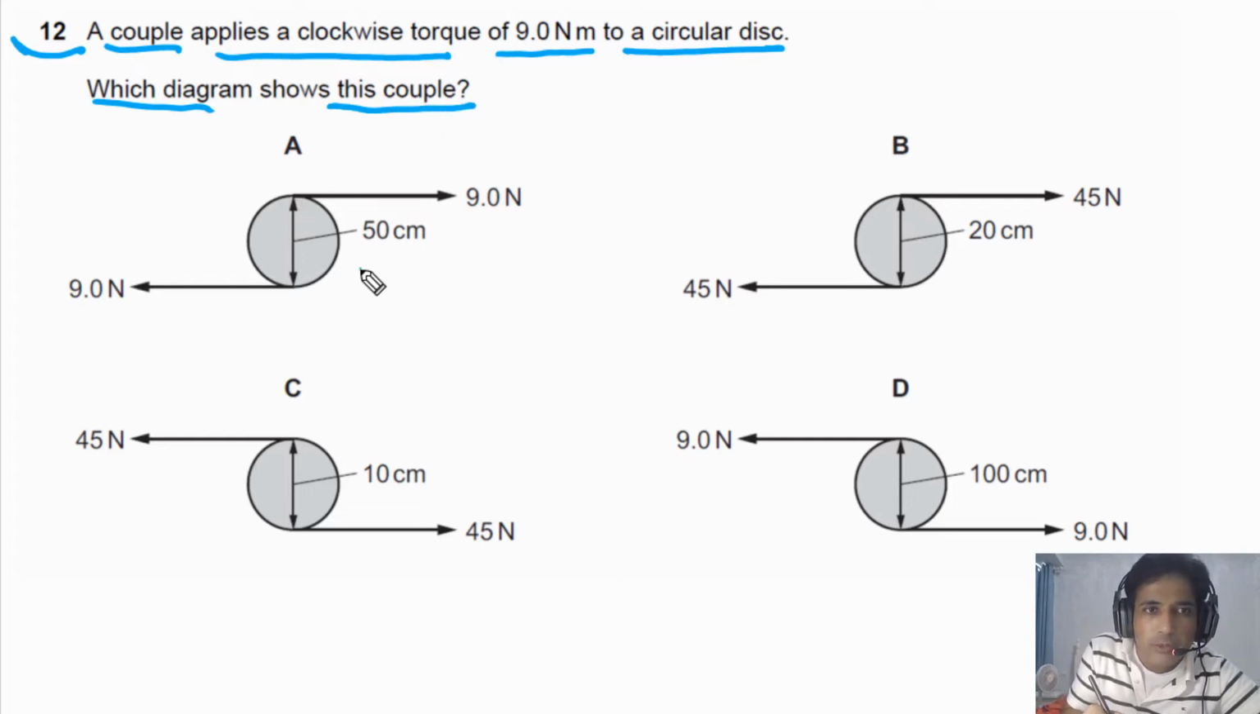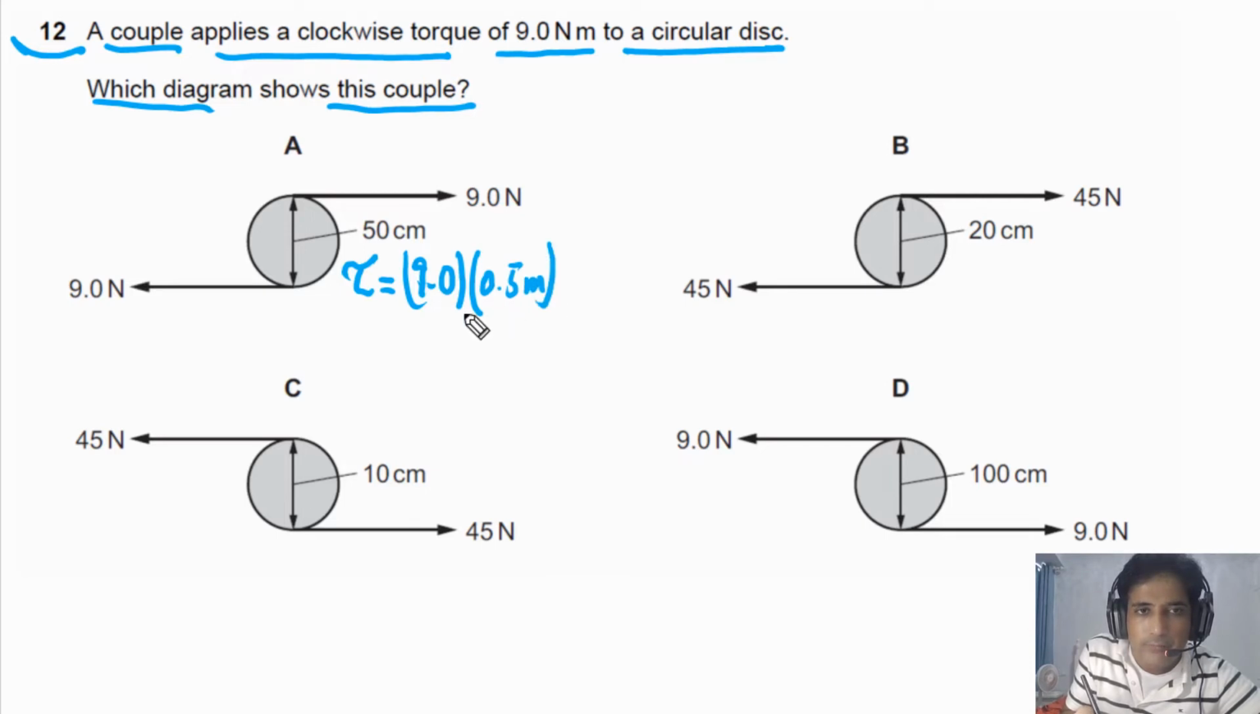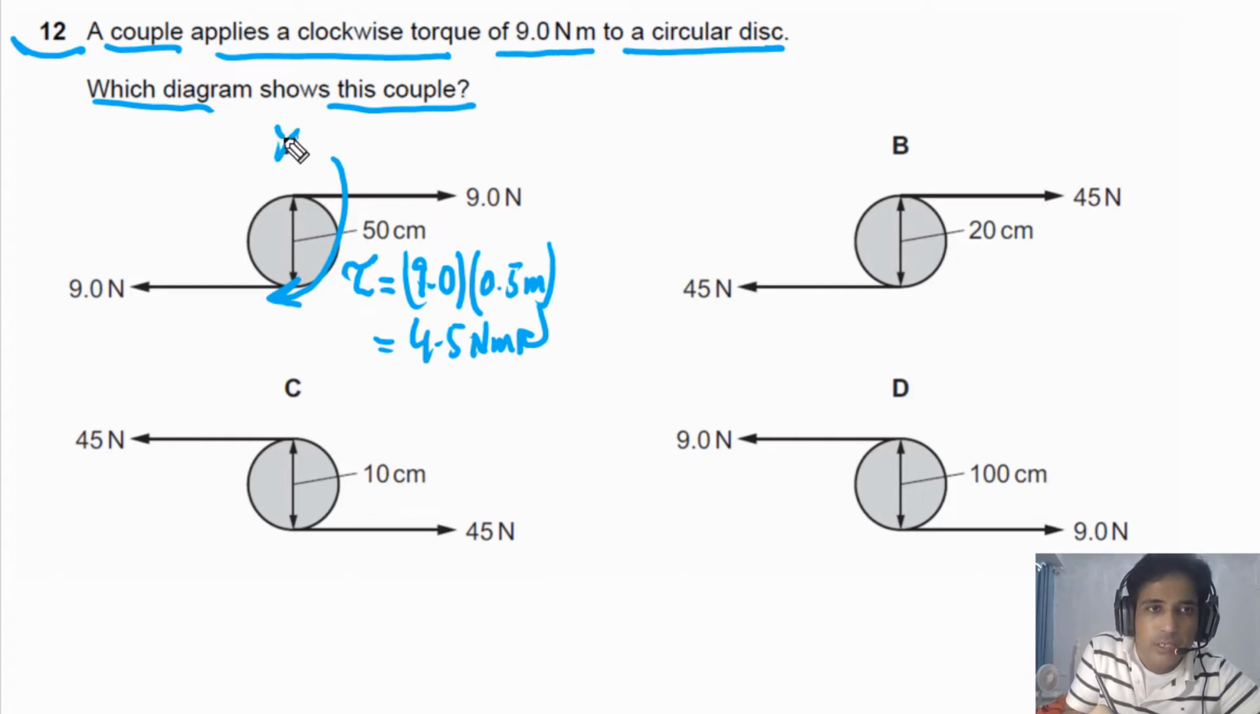If you look at option A, we can calculate the torque of a couple. In this case, torque will be equal to one force times the perpendicular distance between the two forces. So we have force 9.0, which we multiply by the perpendicular distance of 0.5 meters. The value of torque is 4.5 newton metres, and this one is clockwise. But this is not the correct option. Torque has to be equal to 9.0, so this is not a possible answer.